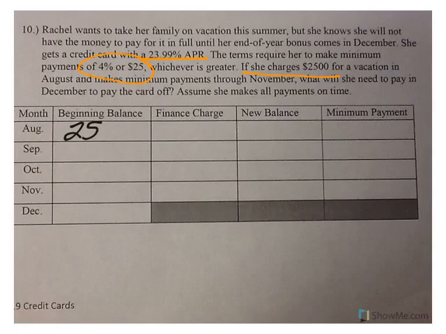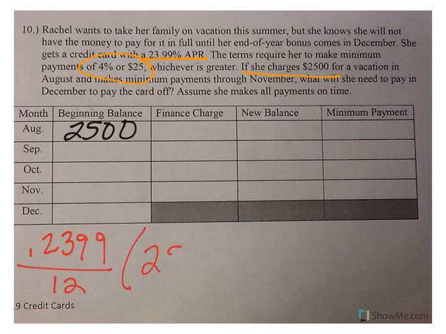So she's starting with a $2,500 balance. Now again, just like with that last problem, we're going to assume the finance charge comes in right at the very beginning. So we've got our APR. I change my percent to a decimal, and I divide it by 12, and then I multiply by 2,500. So Rachel's finance charge for the first month is $49.98, almost $50, for loaning the money.